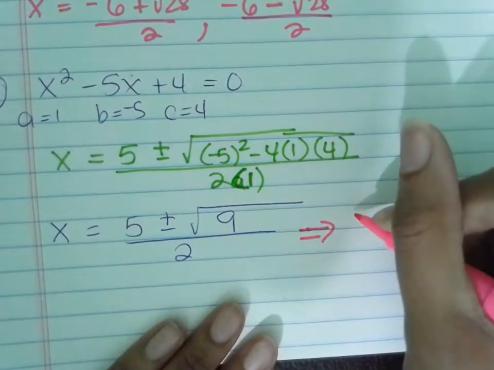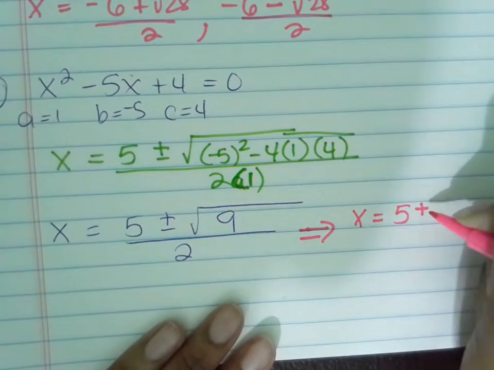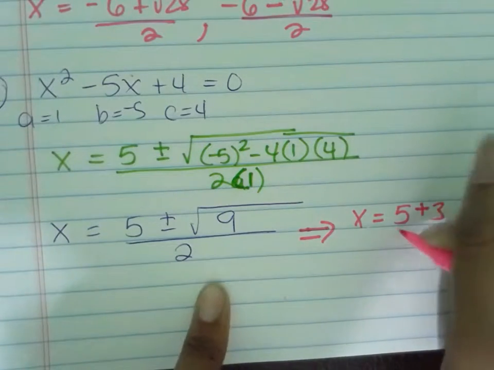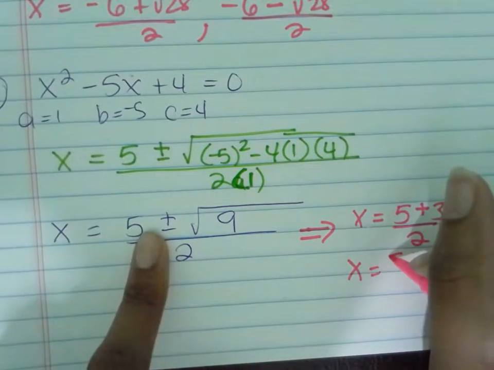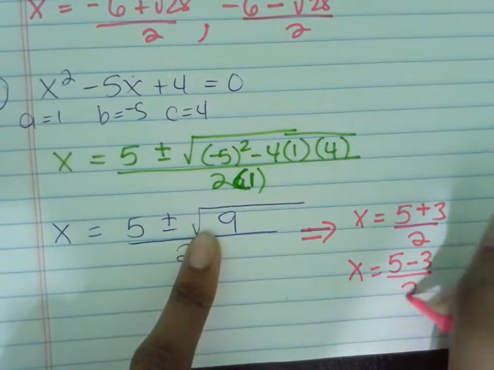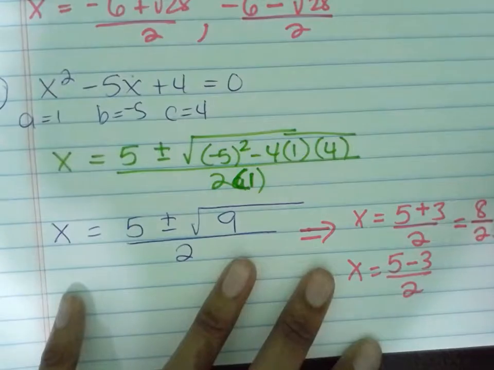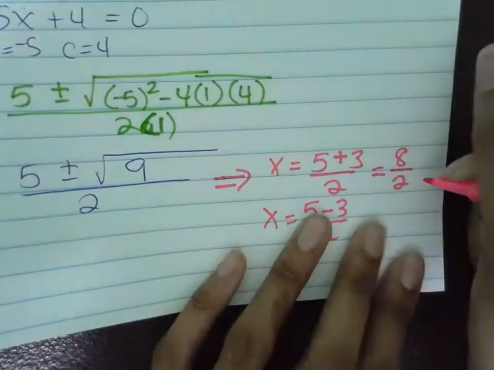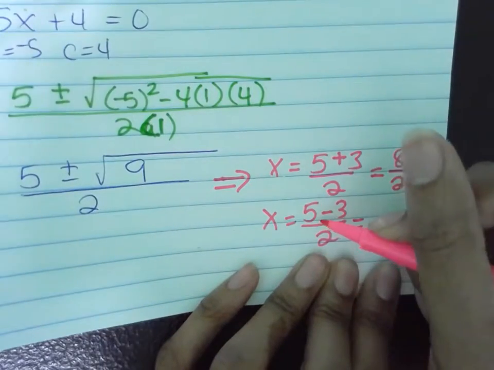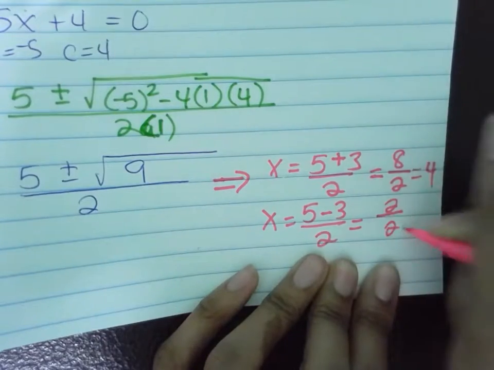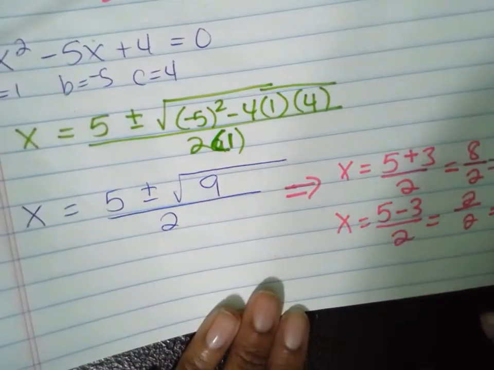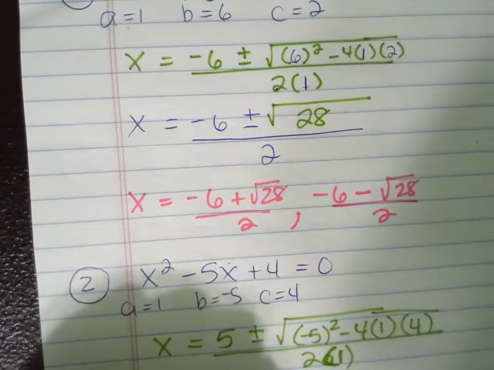All right, so x equals 5 plus what's square root of 9? 3. Divide by 2. And then x equals 5 minus 3 divided by 2. So you do the plus and minus thing. All right, so we work on the top. 5 plus 3 is 8. And then 2 is on the bottom. 8 divided by 2 equals 4. Work on the top. 5 minus 3 is 2. 2 divided by 2 is 1. So x equals 4 and x equals 1. All right, let's go ahead and do the next problems.